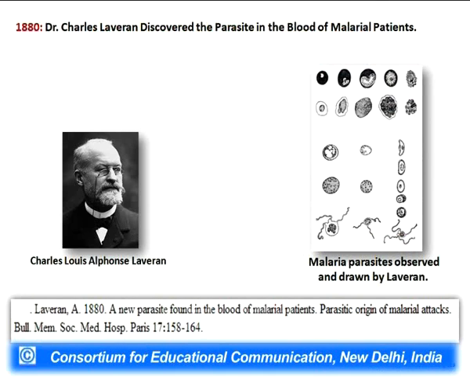In the year 1880, Dr. Charles Laveran discovered the parasite of malaria in the blood. He took samples of malarial patients and prepared microscopic slides. Under the microscope, he found certain stages which were pretty predominant. He drew pictures of these microscopic slide images, and these were the parasite images seen for the first time under the microscope.